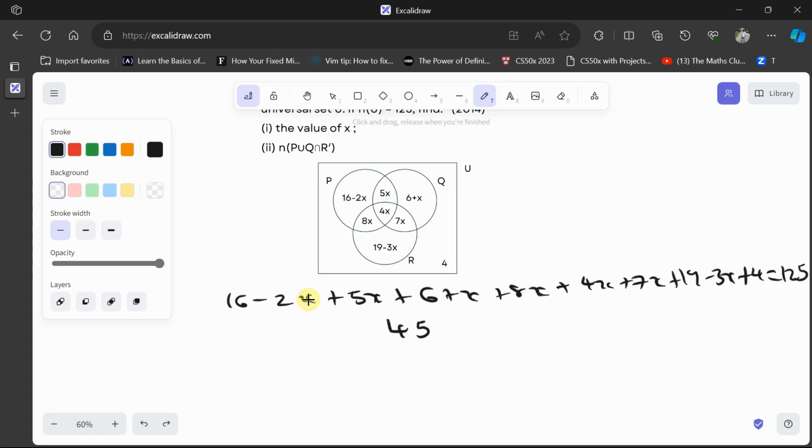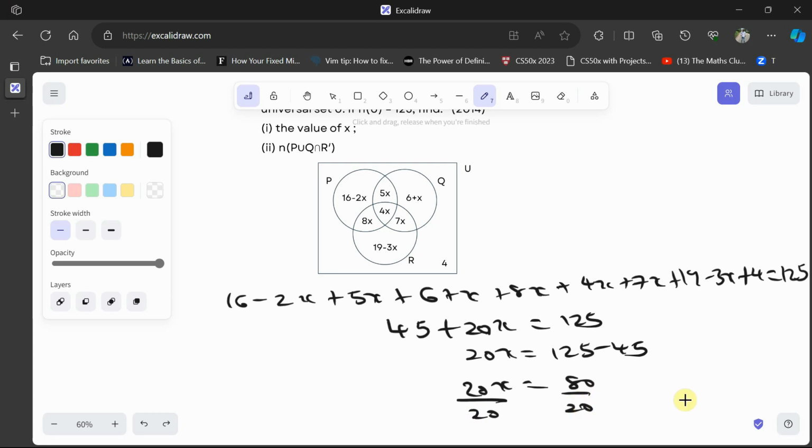So if you look at these terms that have x's, that will be minus 2 plus 5 plus x, that is plus 1, plus 8x, which is plus 8, plus 4 plus 7 minus 3. So this should give you plus 20x is equal to 125. Let's carry over to the other side. So 20x is equal to 125 minus 45, and 125 minus 45 is 80. So 20x is equal to 80. If I divide both sides by 20, then our x is equal to 4. Great.